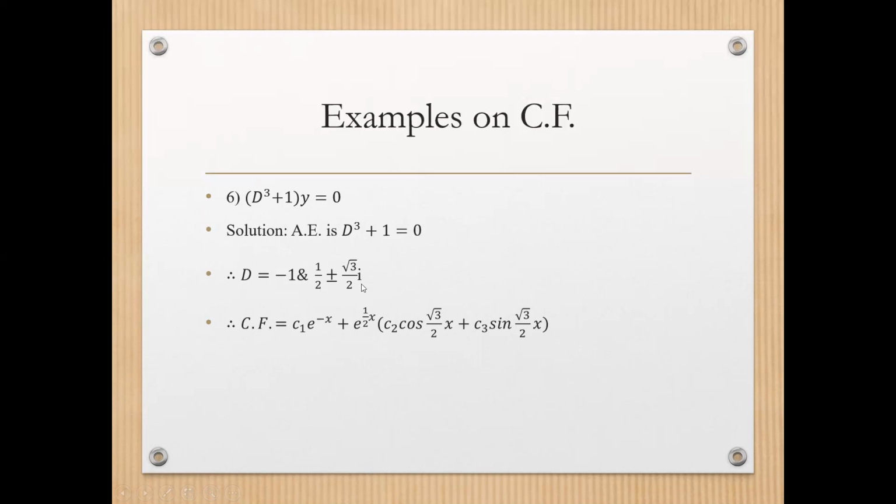This is the complex conjugate root. Alpha is 1/2 and beta is √3/2. So corresponding to this complex root we can write e^(x/2) times a bracket. Here we have used the constant c1, so we take the next constants as c2 and c3: c2 cos(√3/2 x) + c3 sin(√3/2 x). Here we are using case 1 and case 3 for writing the complementary function of this linear differential equation.